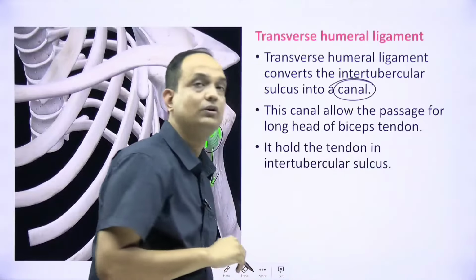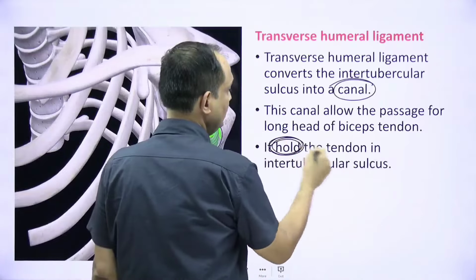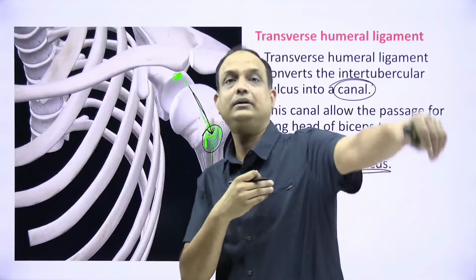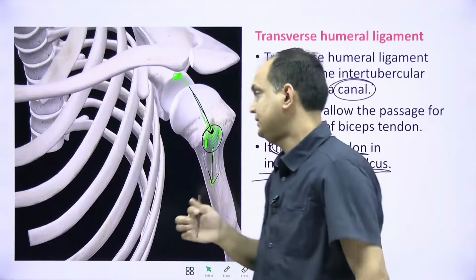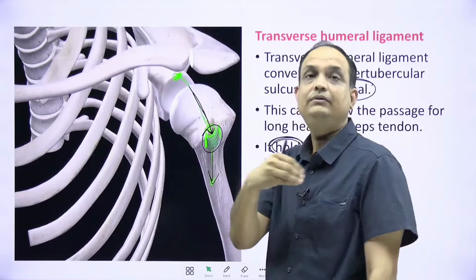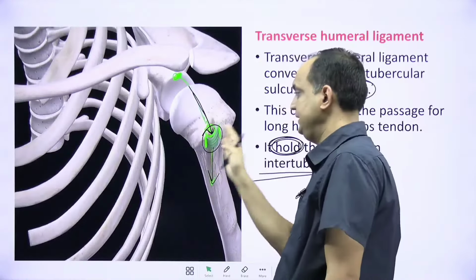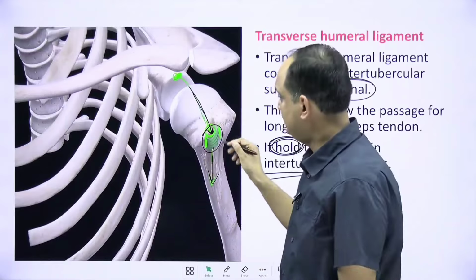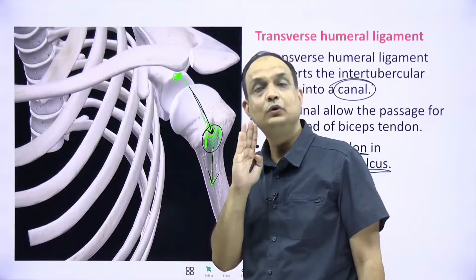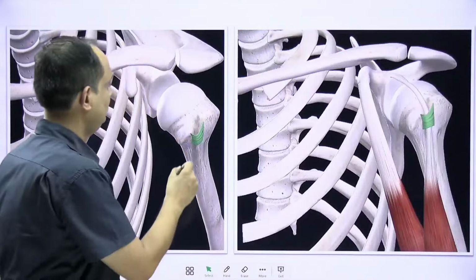So, what is the function of this ligament? The function is that it holds the long tendon inside the sulcus, because when you are doing movement, when abduction takes place, there are high chances that the tendon will come out of its place and get misplaced. To avoid that misplacement during movement, the transverse humeral ligament keeps the long head of biceps in its own position. Clear?